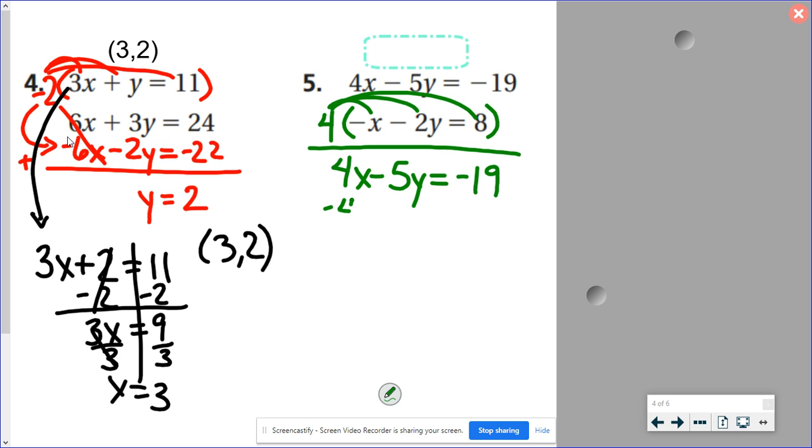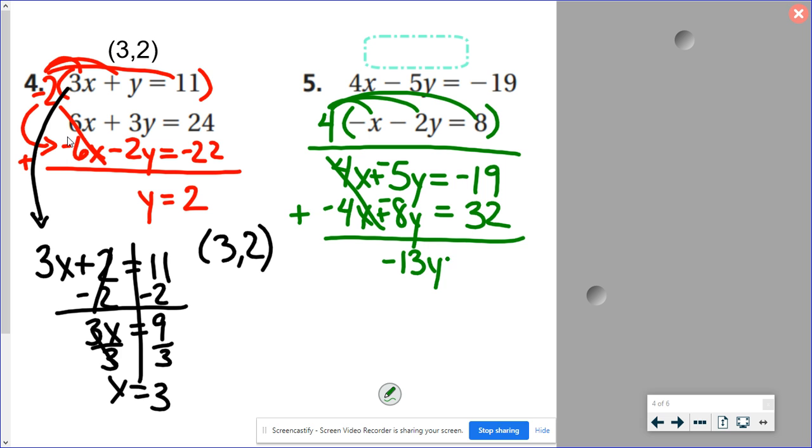4 times a -x is a -4x. 4 times a -2y, or subtracting 2y, would be a -8y. And 4 times 8 is going to be 32. When I add these two together, the x's are gone. -5y, -8y is -13y. And -19 plus 32, let's see, that would be 13, positive. So the y is -1.